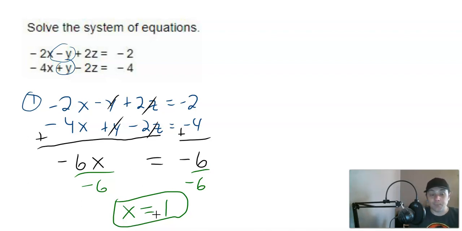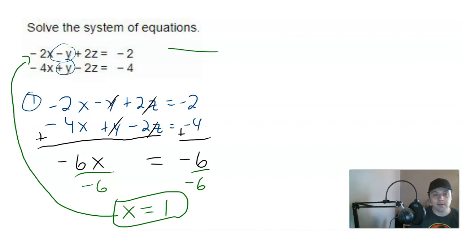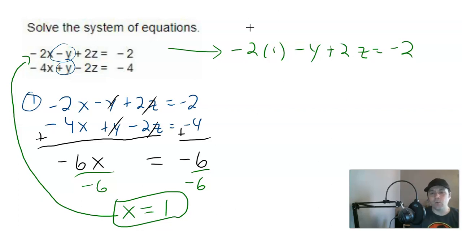So let's just skip to step 4, which is to take our result and plug it back in to one of the original equations. So I'll go ahead and plug it back in here. And so we're going to get negative 2 times 1 minus y plus 2z is equal to negative 2. And let's just find out what we can learn about this. Now that we know x is equal to 1, what is that going to tell me about y and z? By plugging it back into this equation, we're going to get some information about that. All right, so this is going to give me negative 2 minus y plus 2z equals negative 2.